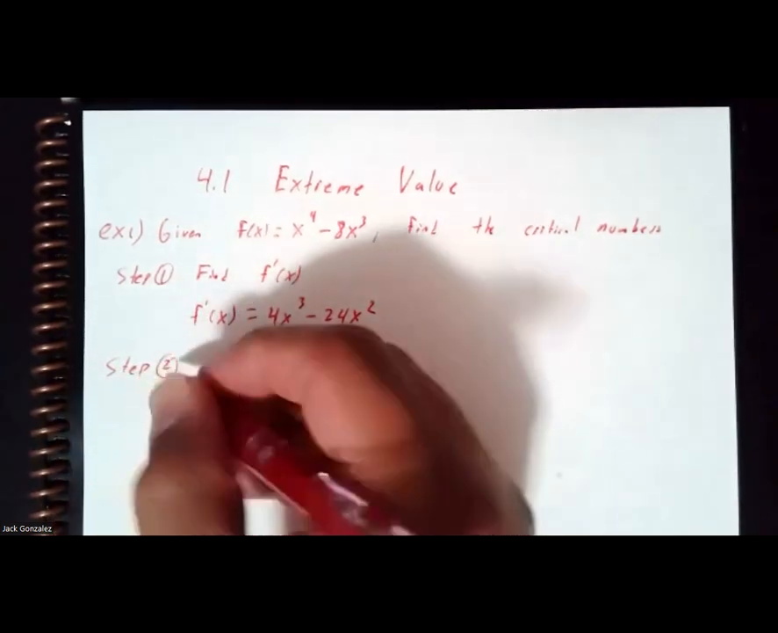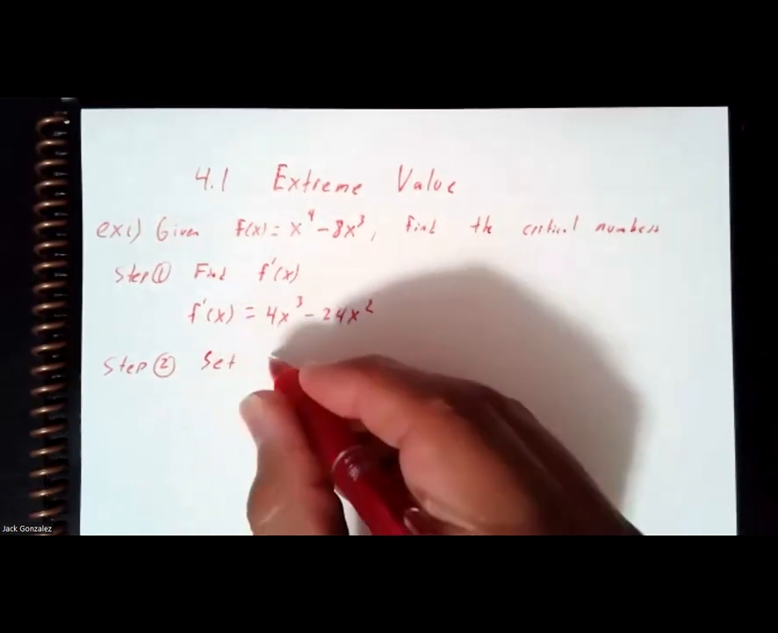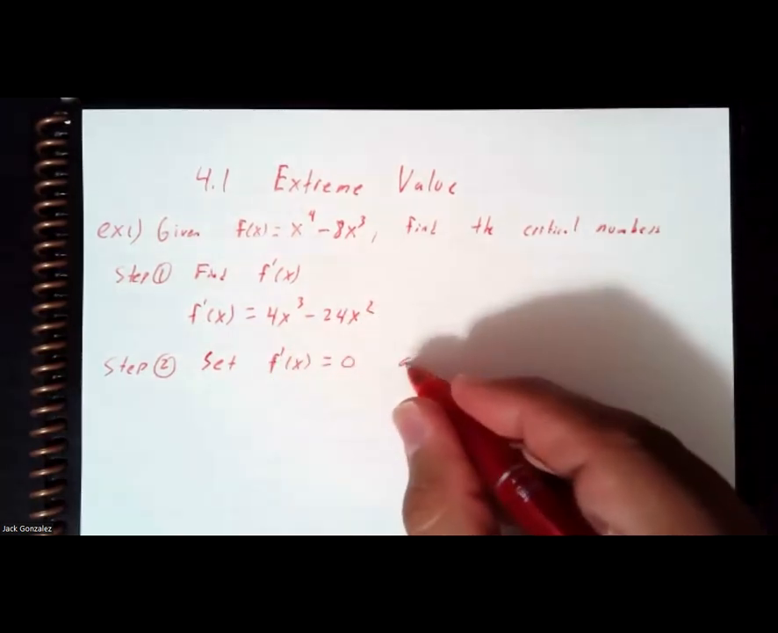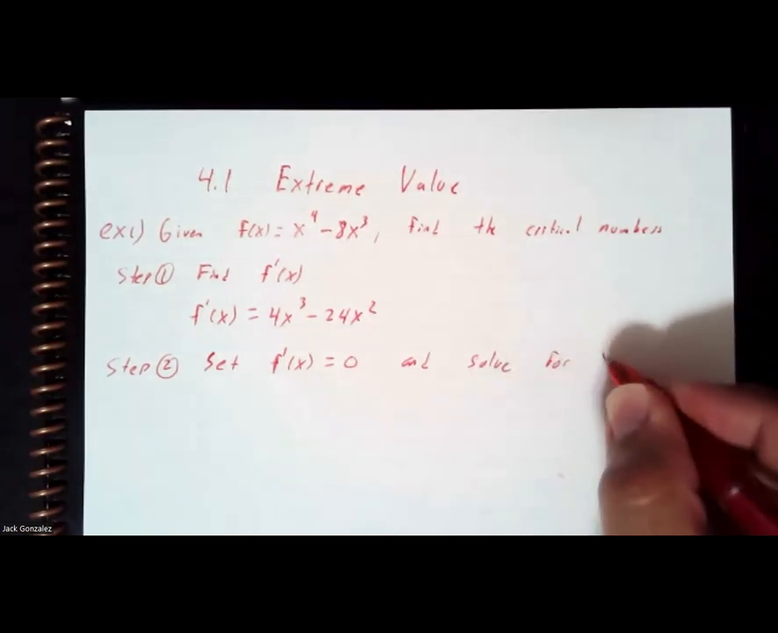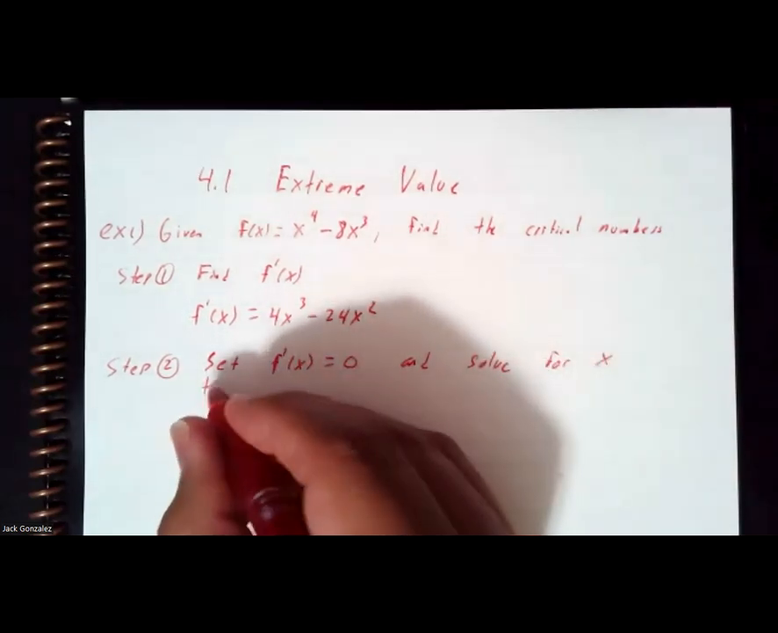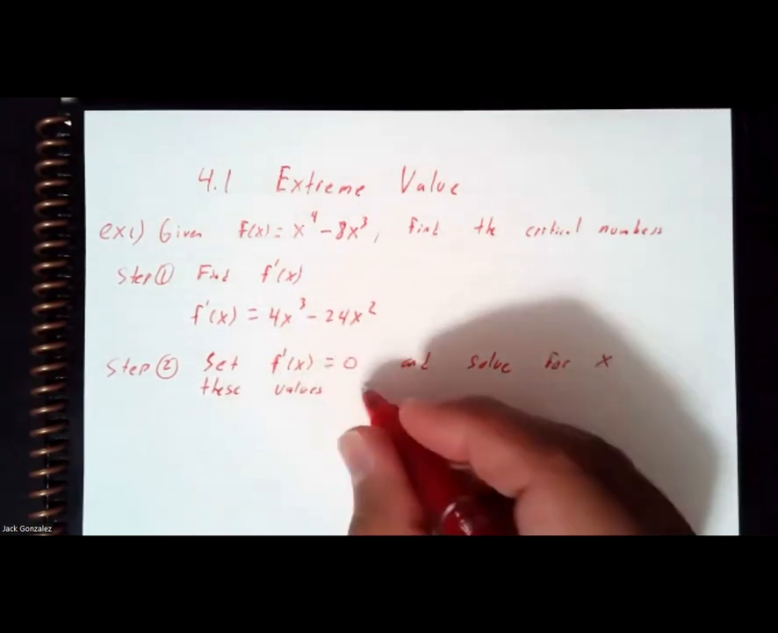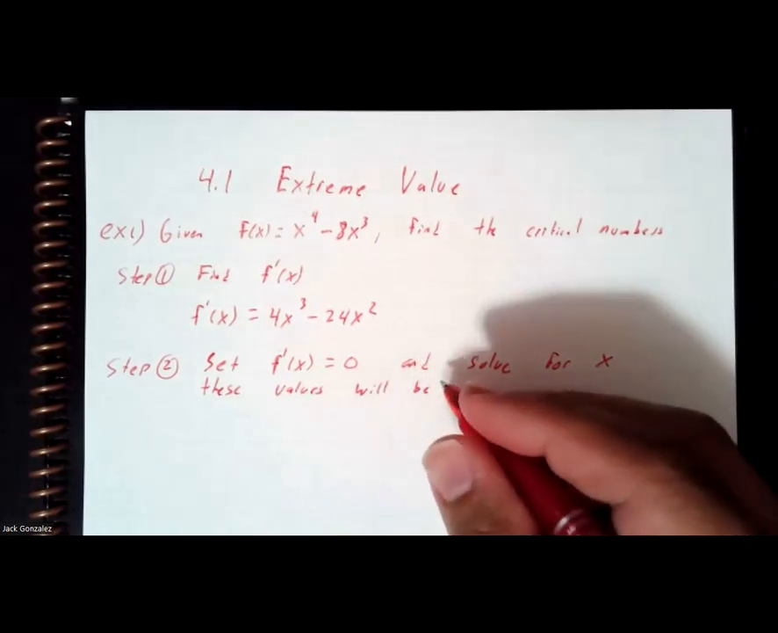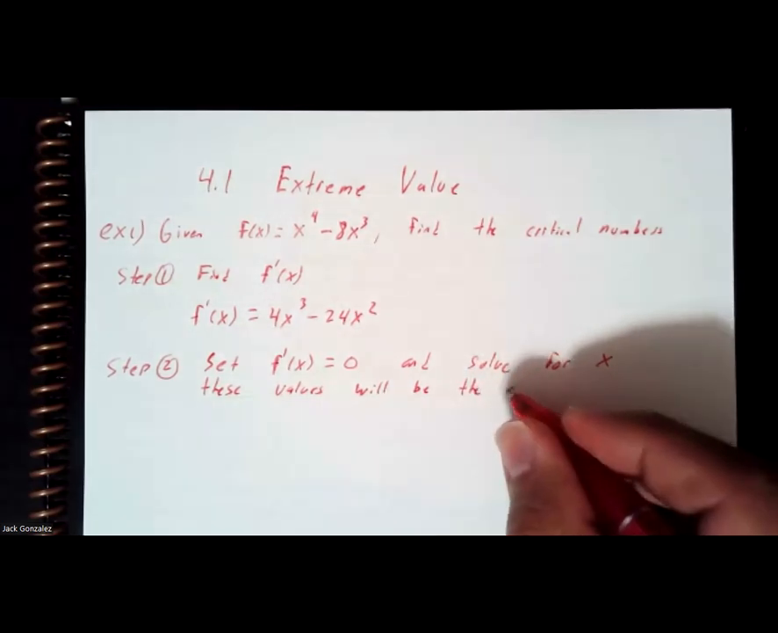Step 2, set the derivative equal to 0 and solve for x. These values will be the critical numbers.